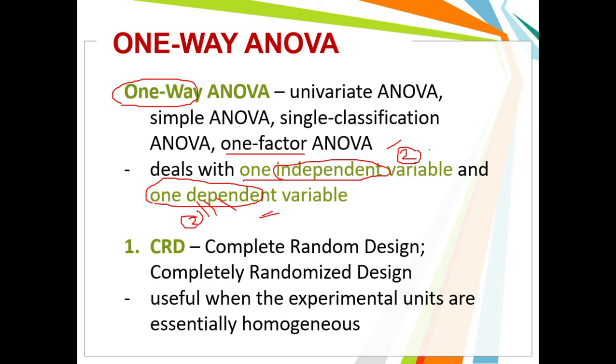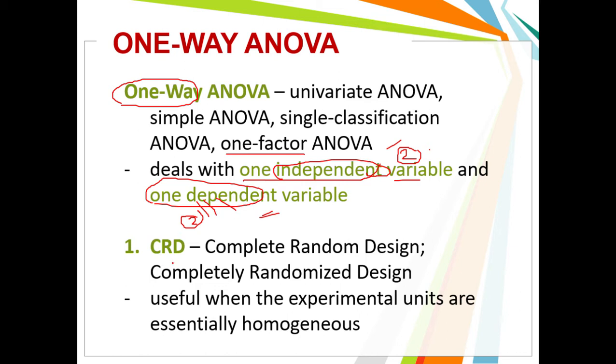Kung may panibagong dependent, panibagong set, or panibagong distance variable, or panibagong property na i-measure, that is another one-way. One-way pa rin, dalawang one-way, kasi dalawang dependent. Okay? Pero pag naging dalawa ang independent, another design. Okay? So, yun nga, sabi ko kanina, ang one-way dyan is tumutukoy sa ating independent. Okay, so tatlo ang design ng ating one-way ANOVA. We have CRD, CBD, and LSD.